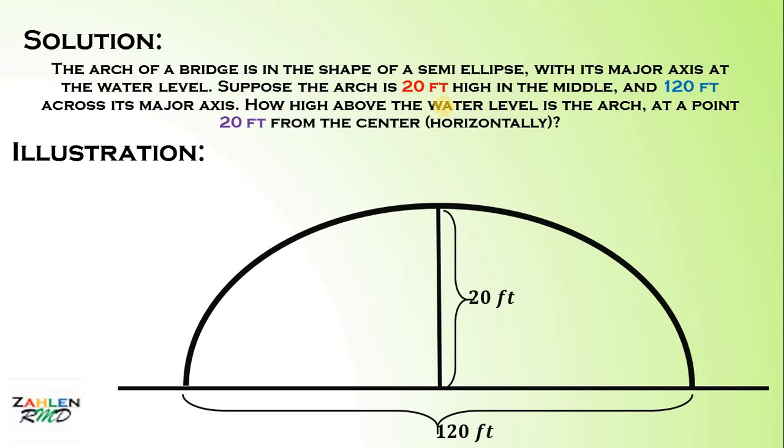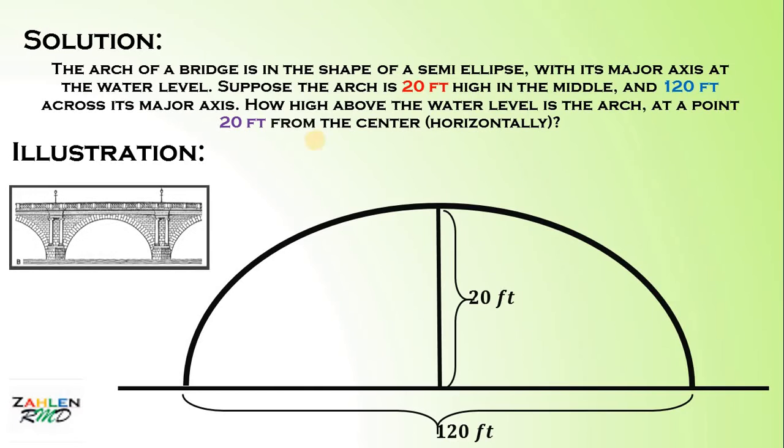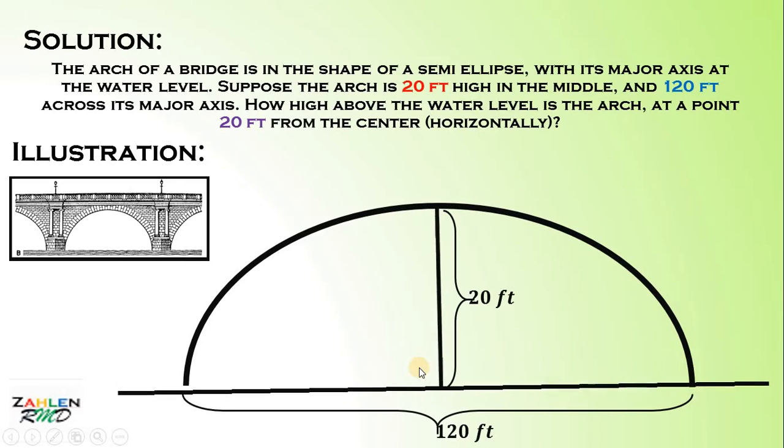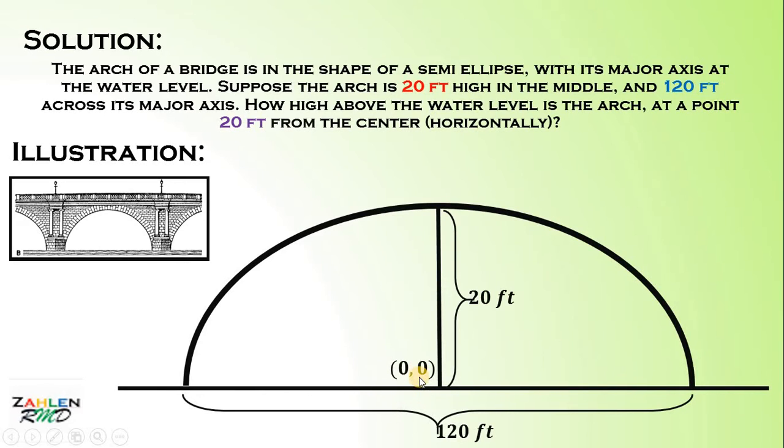So this is an easy question if we know what we're doing. At this point, the bridge looks like this. This is the semi-elliptical arc, and on the top, that's the bridge. Alright, now let's continue. Suppose that this horizontal line and the vertical line be our x-axis and y-axis. Therefore, their intersection must be the origin.